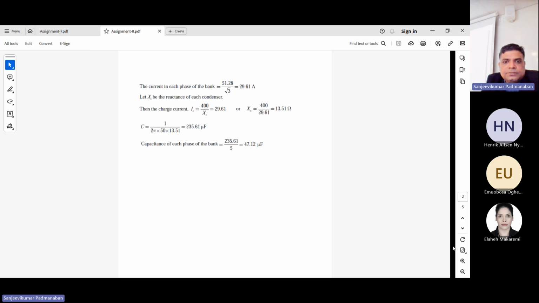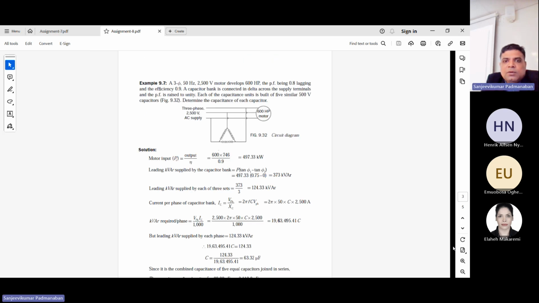Can I go to the next problem? The next problem is a similar problem, but a slight variation. Here we have a 3-phase 50 Hz 2500 volt motor developing 600 HP, the power factor is 0.8 lagging and the efficiency is 0.9. A capacitor bank is connected in delta across the supply terminal. So the supply terminal is here, and we are going to connect in delta.